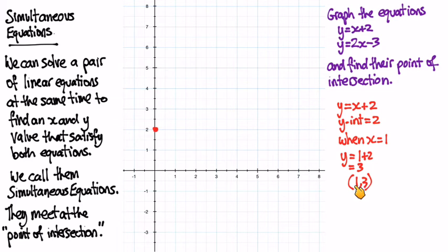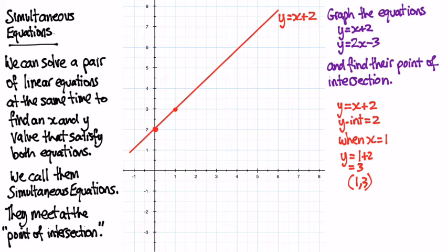I've now got a set of points, (1, 3), (x, y). I can plot that. Happens to be right there. Now I've got 2 points, so all I need to do is draw a line that goes through both of those points. That is the equation y equals x plus 2 graphed.